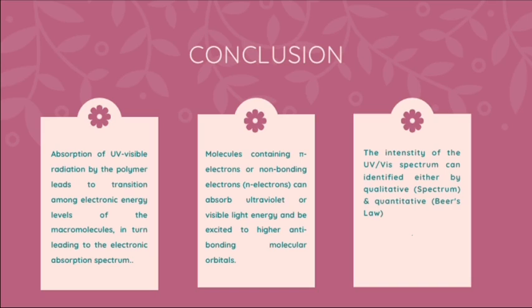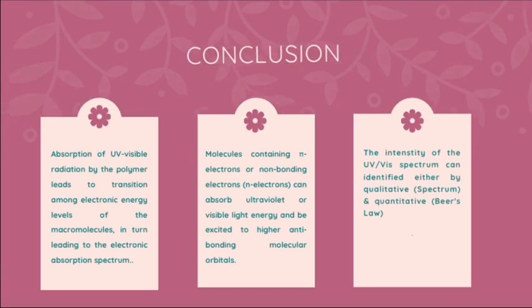The intensity of UV-VIS spectrum can be identified either by qualitative analysis, which is by using spectrum, or by quantitative analysis, which is by using Beer-Lambert law. Using the Beer-Lambert law, the absorption of spectra generated from these samples at a given wavelength can be related directly to the concentration of the sample.